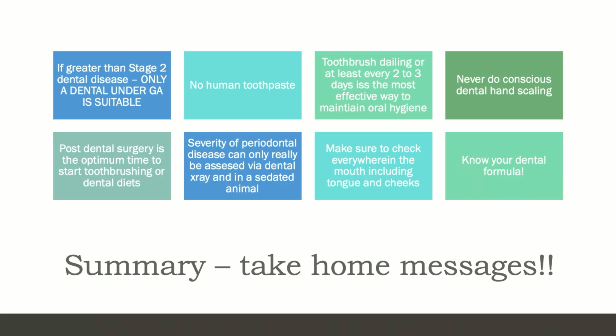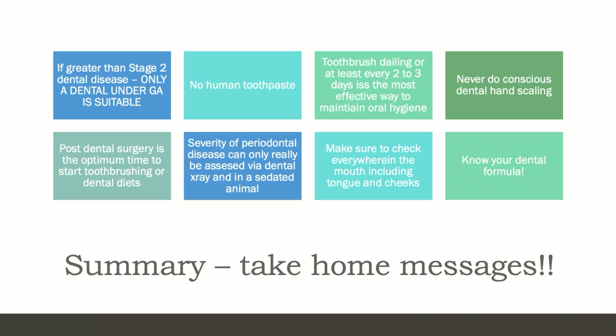So in summary, these are our take-home messages. If dental disease is greater than stage 2, only a dental under GA is suitable. No human toothpaste ever. Toothbrushing daily, or at least every 2 to 3 days, is the most effective way to maintain oral hygiene. Never do conscious dental hand scaling. Post-dental surgery is the most optimum time to start toothbrushing or dental diets. On that discharge appointment is a very opportune time to discuss all of these options.